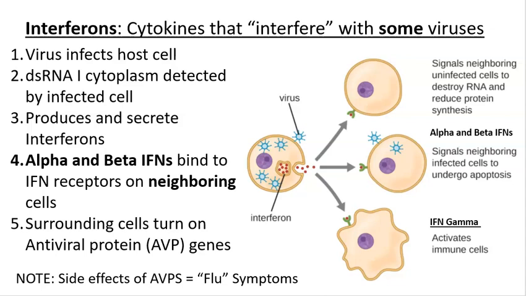The problem with this is these antiviral proteins, when you do get them produced, they are going to cause side effects, what we see with flu-like symptoms. So the muscle ache that you feel with a viral infection like influenza, that's actually a result not of the virus, but actually your antiviral protein genes that are getting turned on are what are giving us that muscle ache associated with the flu virus.